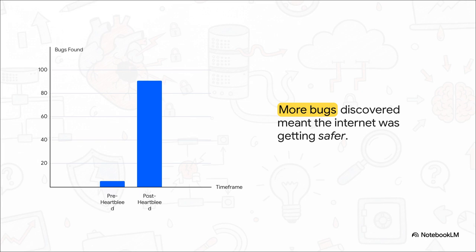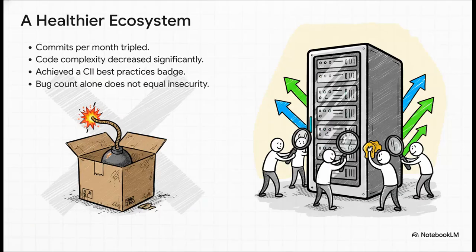Now, this feels completely counterintuitive, but finding more bugs actually meant the internet was getting safer. It didn't mean OpenSSL was getting worse. It meant researchers and developers were finally actually looking at the code. Ultimately, OpenSSL adapted. It transformed from a neglected monoculture into a model for open source resilience. After Heartbleed, commits per month tripled. Overall code complexity decreased significantly. They even earned a Core Infrastructure Initiative Best Practices badge.